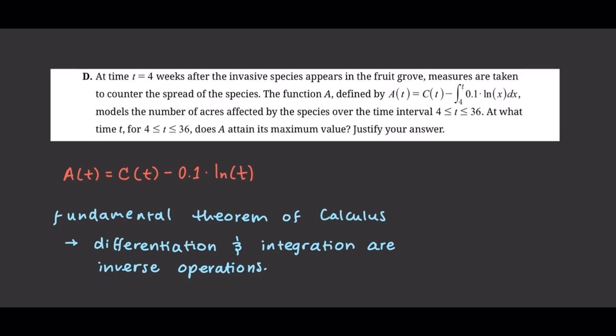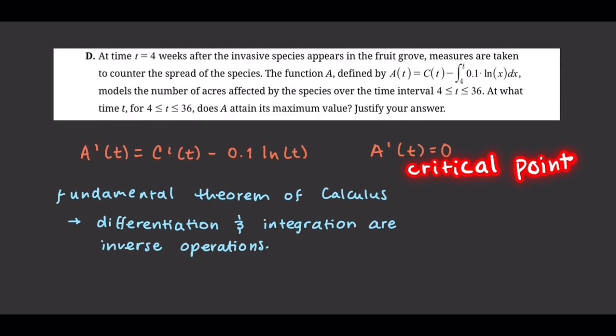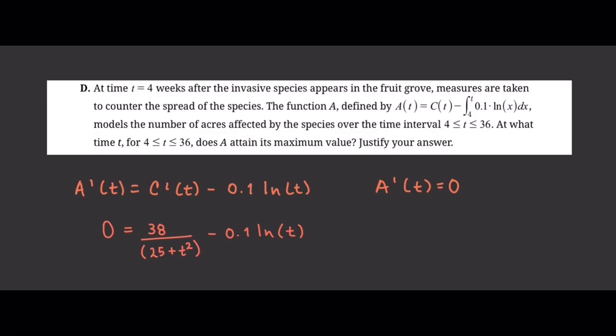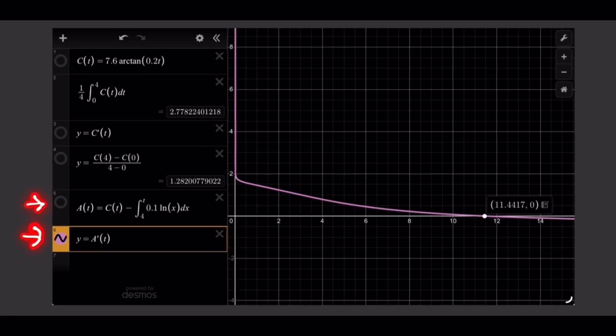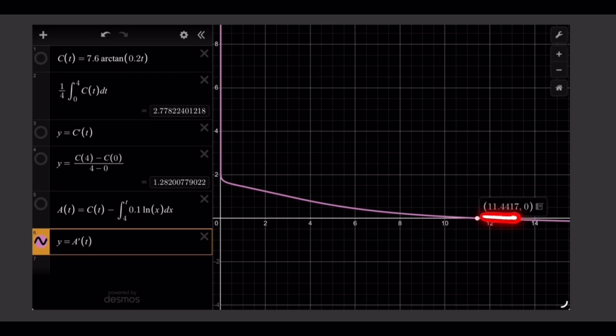And this is because differentiating the integral removes the integral sign and replaces it with the integrand evaluated at t. Next, we find when a prime of t equals 0, since that's where we can locate critical points. So we have 38 over 25 plus t squared minus 0.1 ln t equals 0. Also, for this question, we can either substitute the given expression for c prime of t or just use the calculator like Desmos in this case. And a prime of t will look like this. t is approximately 11.4417.